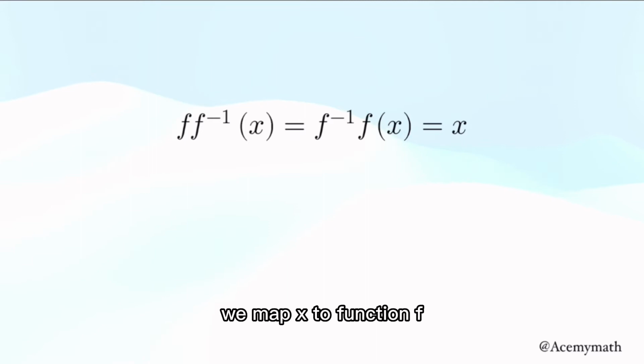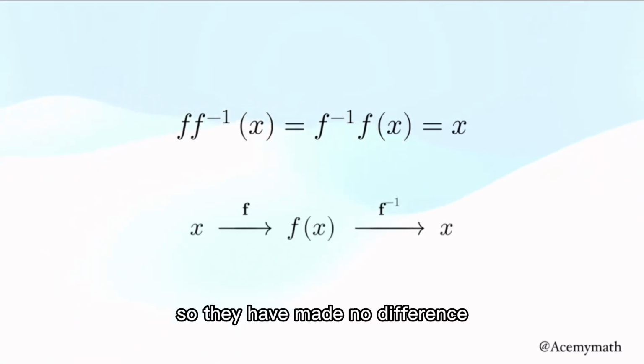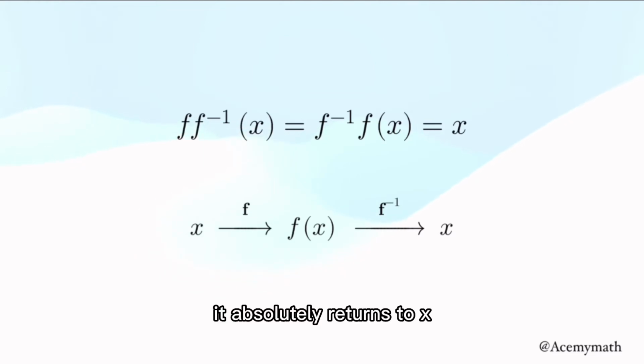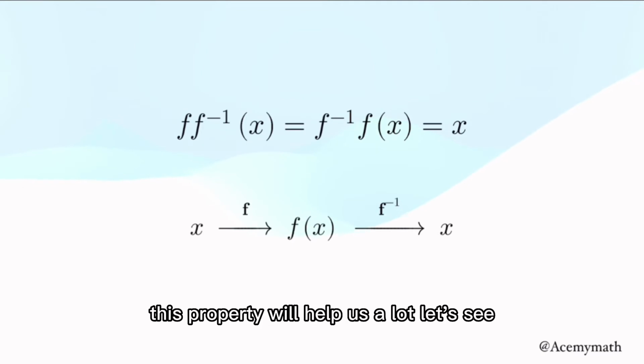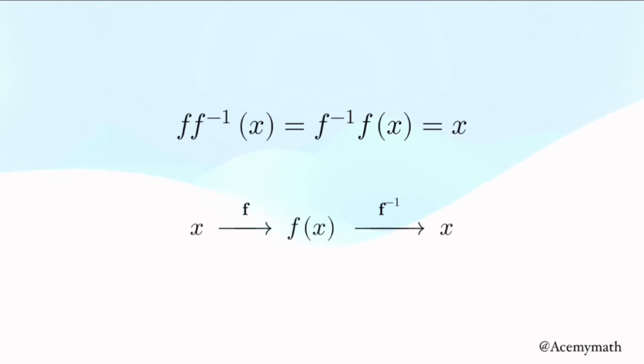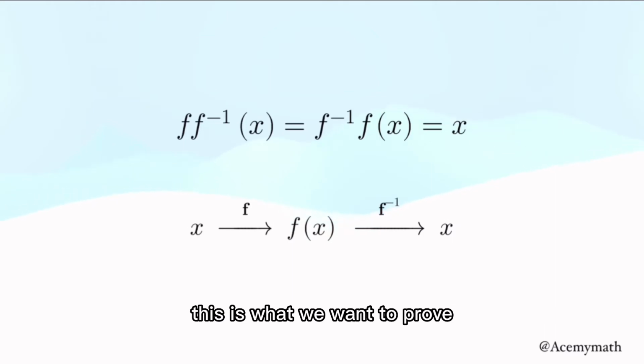We map x with a function, then we invert it, so they have made no difference. It absolutely returns to x. This property will help us a lot. Let's see. This is what we want to prove.